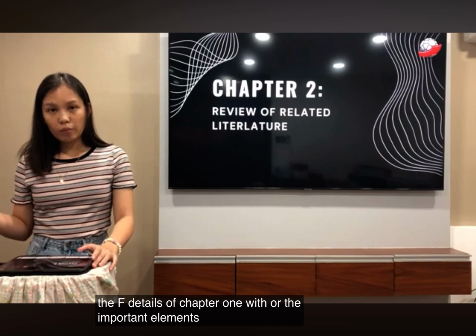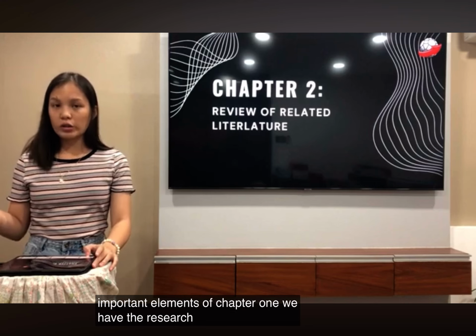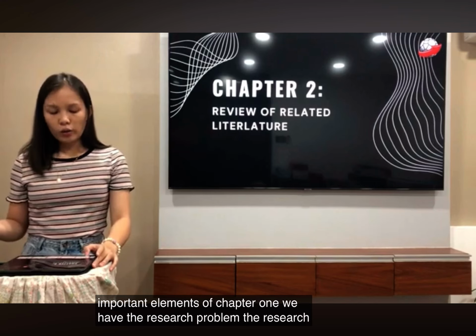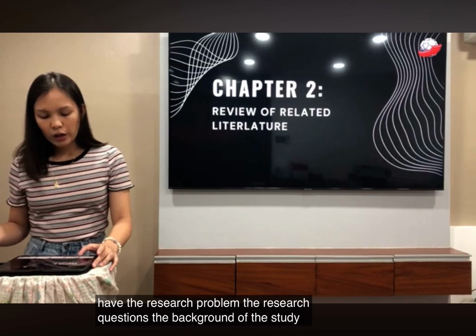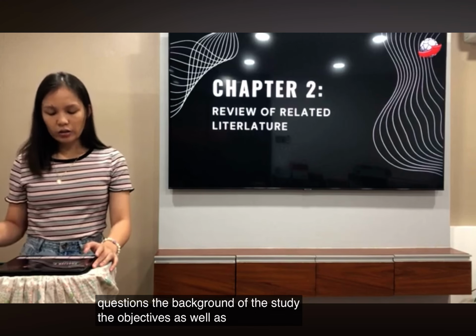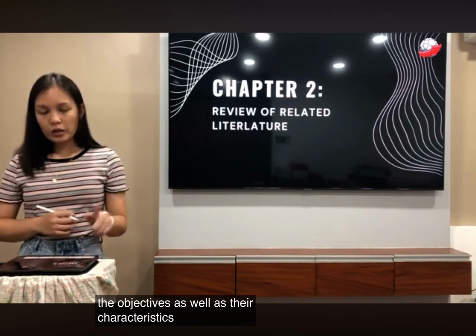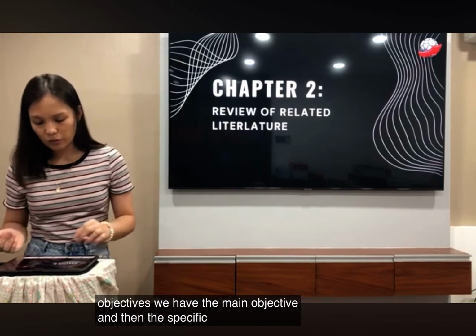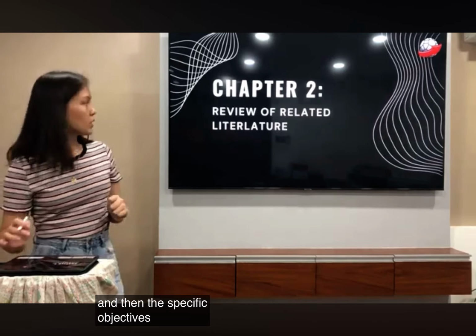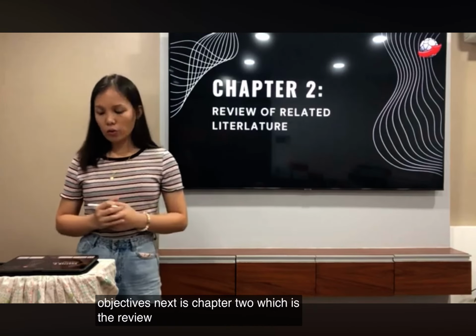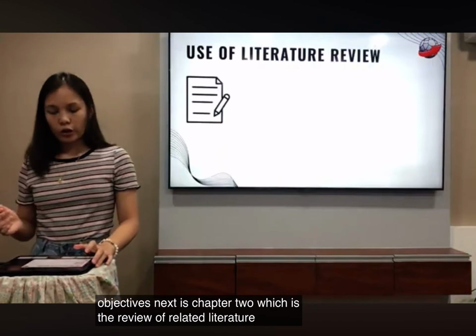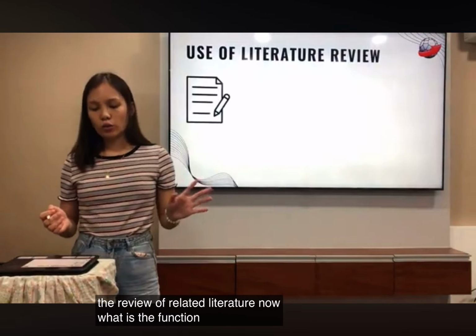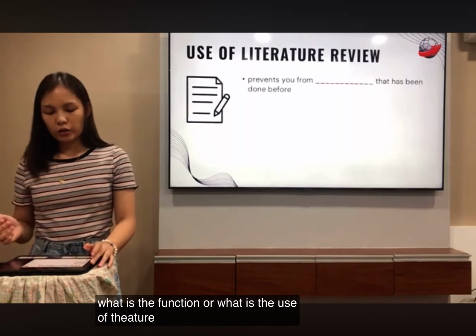Or the important elements of chapter 1, we have the research problem, the research questions, the background of the study, the objectives, as well as their characteristics, and the type of objectives. We have the main objective and then the specific objectives. Next is chapter 2, which is the review of related literature. Now, what is the function or what is the use of literature review?